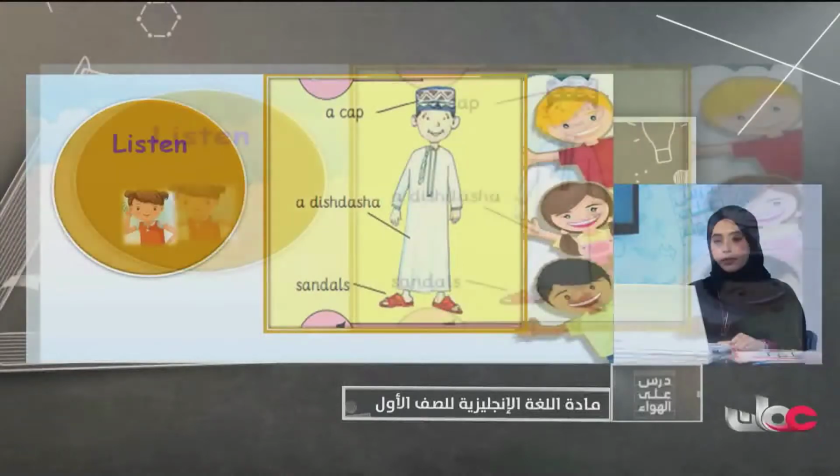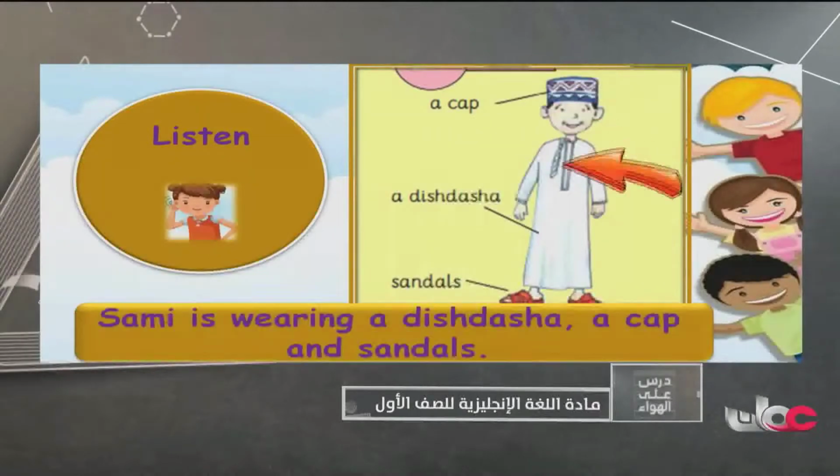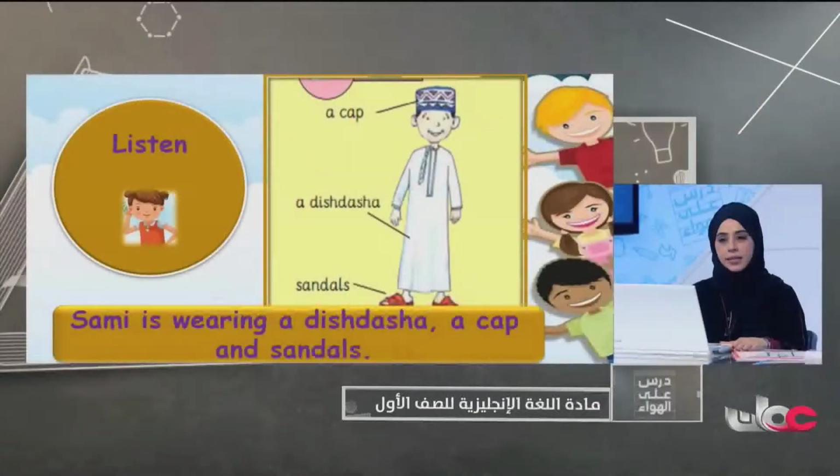Unit 6. Listening 6.1. Sammy's wearing a dishdasha, a cap, and sandals. Sammy's wearing a dishdasha, a cap, and sandals. Now you hear slowly. Sammy's wearing a dishdasha, a cap, and sandals. And sandals. Sammy's wearing a dishdasher, a cap, and sandals.